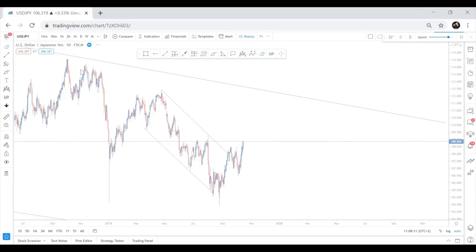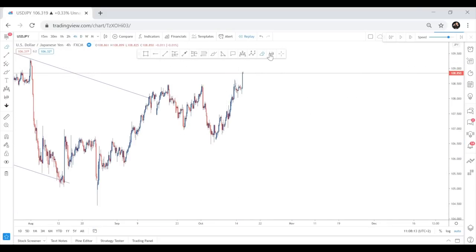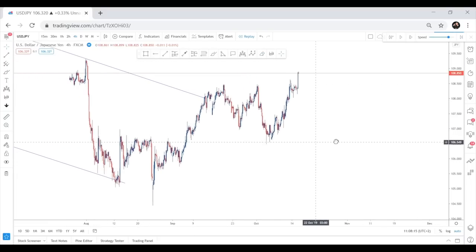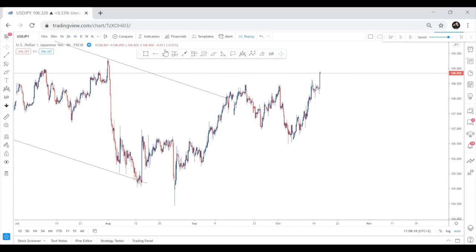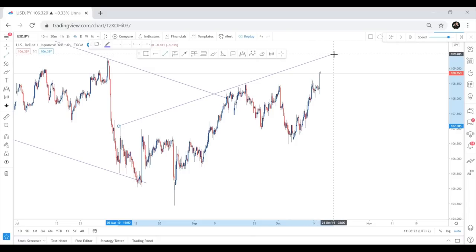Let's go to a 4-hour time frame. As we go to a 4-hour time frame, you're going to be able to spot that we're starting to form a trend. In this instance, a trend would look something of this nature.